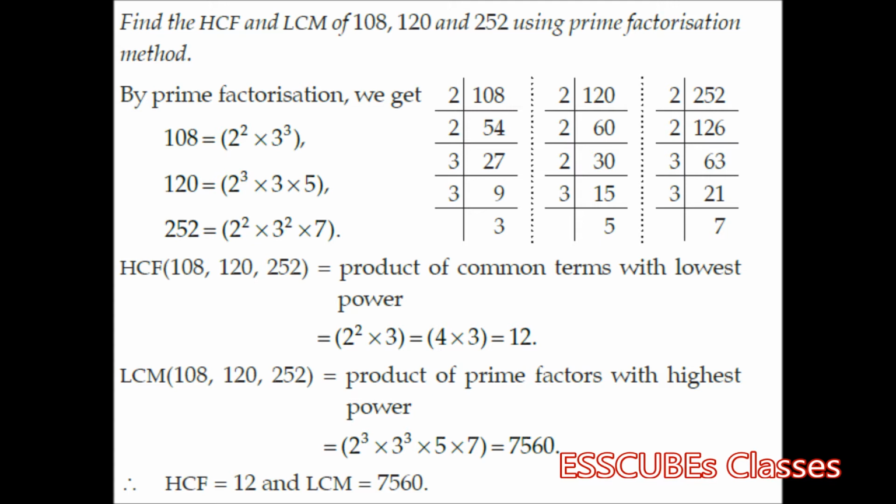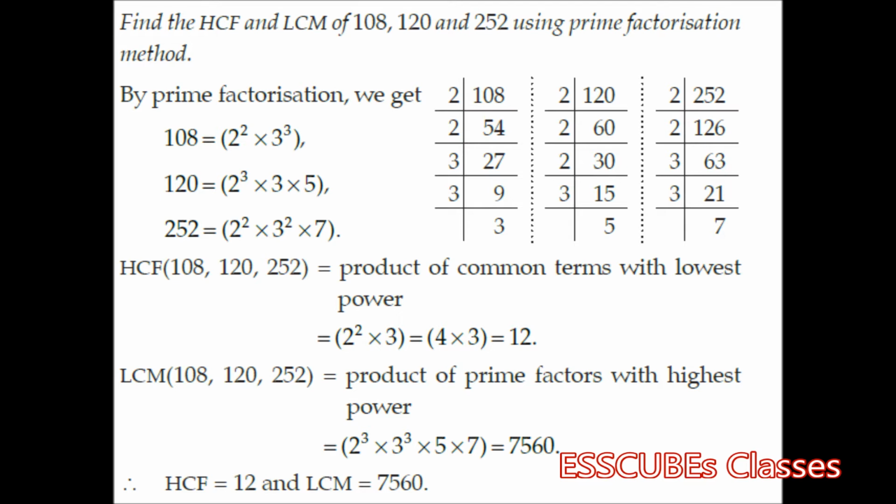Now see, the HCF of 108, 120 and 252 actually means the product of the common terms with the lowest power. Just check the screen. You would find that the lowest power for 2 is 2 square, while that for 3 is 3 to the power 1. We don't have anything common for all three in 5 and 7. So my answer to this is the HCF of 108, 120 and 252 is 12.